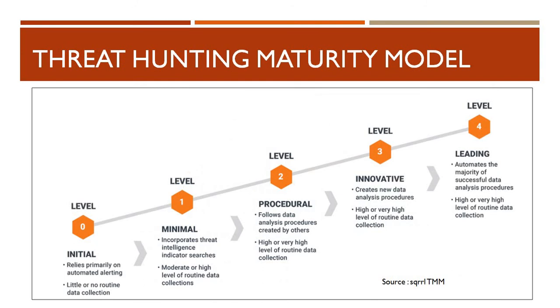And now is the threat hunting maturity model. Again, the source is from Sqrrl. As we move from level 0 to level 4, that's where the maturity of a threat hunting team, or threat hunting in an organization, is depicted. The initial level, known as level 0, relies totally on alerting. That's where the maturity of a company having a threat hunting team is very low compared to an actual threat hunting scenario.